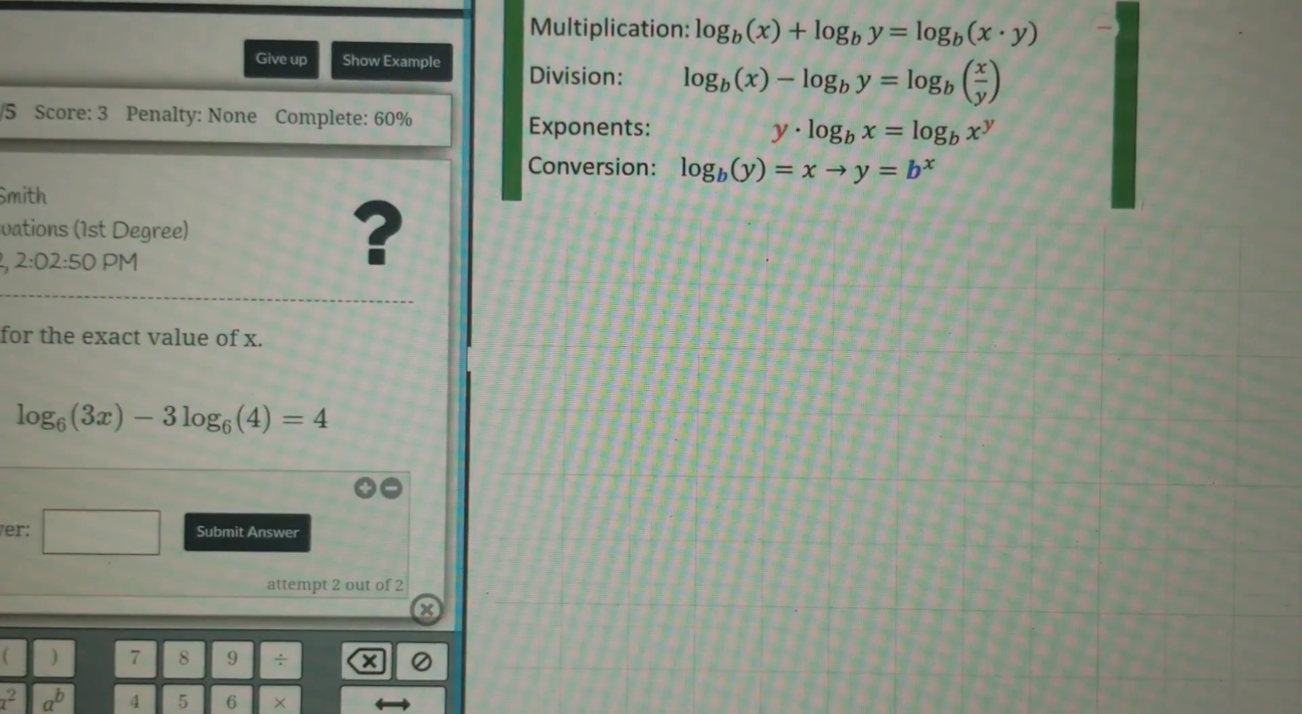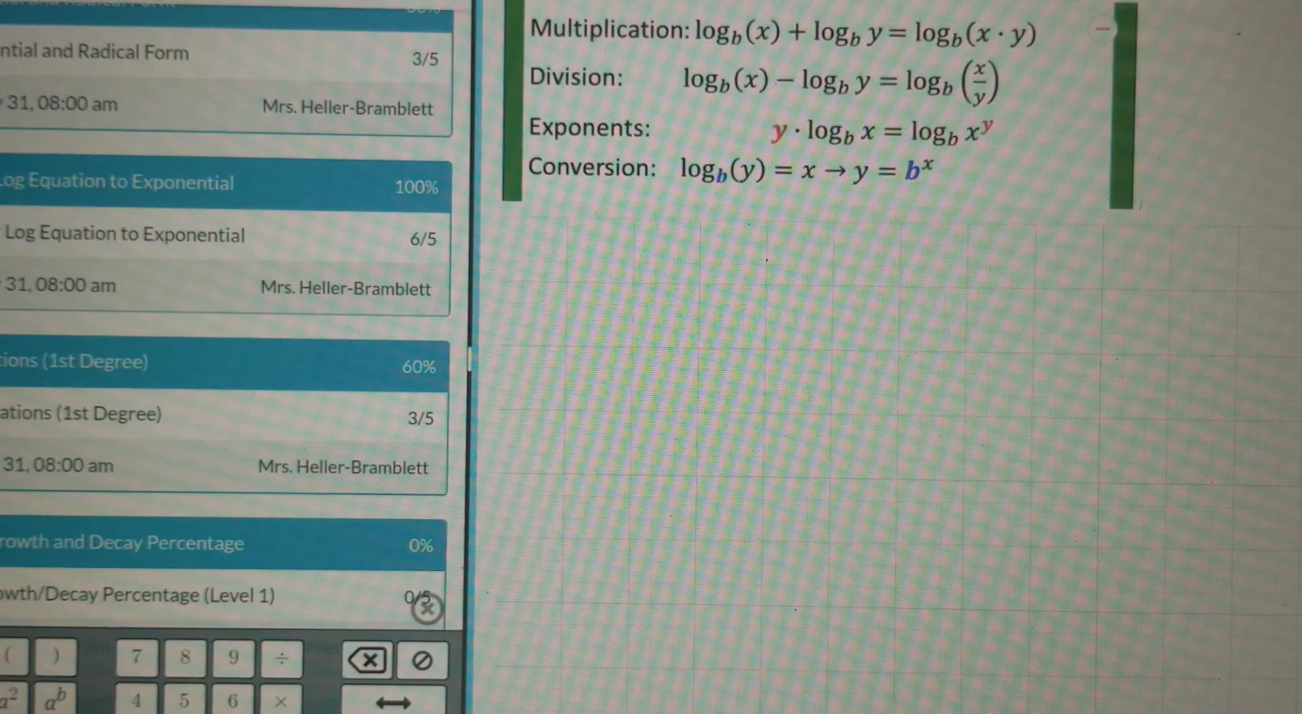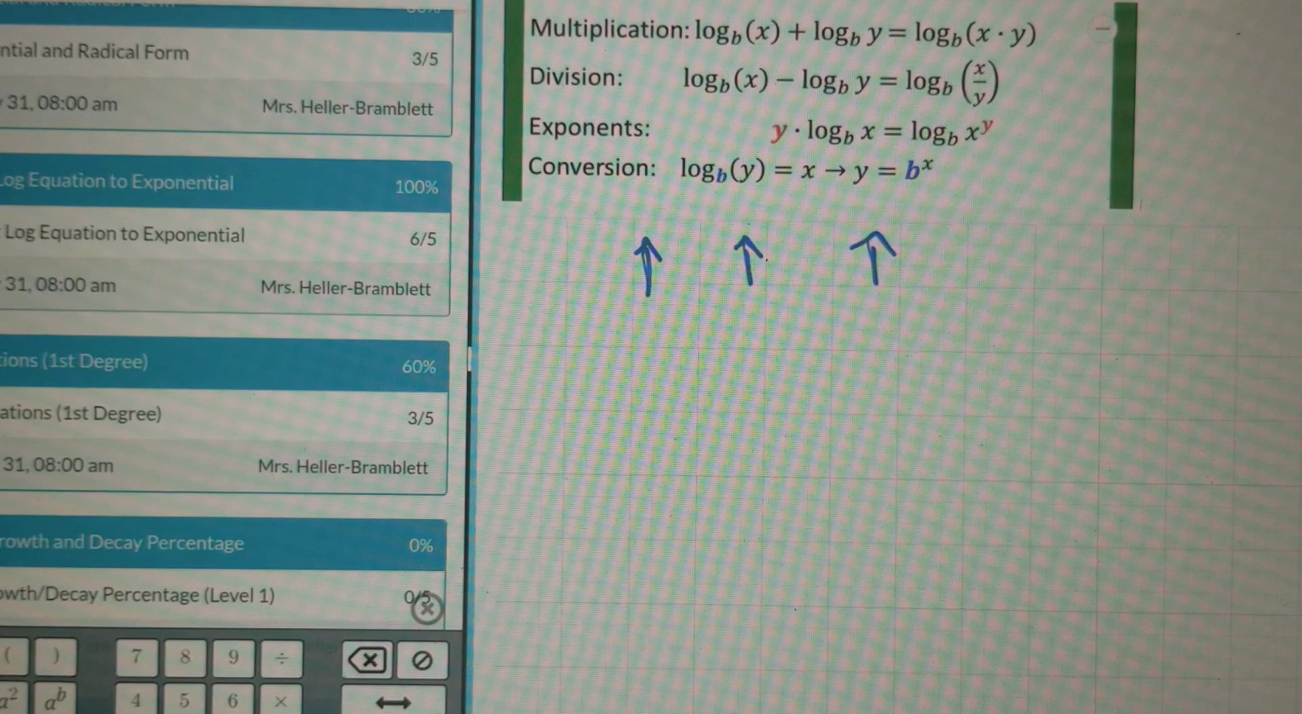Hey everyone, we are going to do this lesson right here, log equations first degree. For that, we need to apply all these great ideas we learned in our last few lessons about logs. So we need to convert them from addition to multiplication, division. We need to convert exponents, and we need to do conversion from logs back to exponential form. So we're going to use all of those nice handy skills you guys learned.